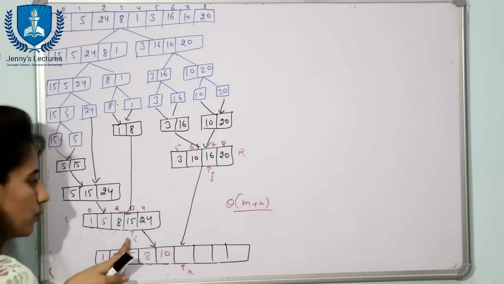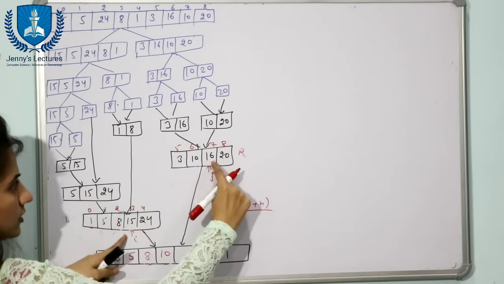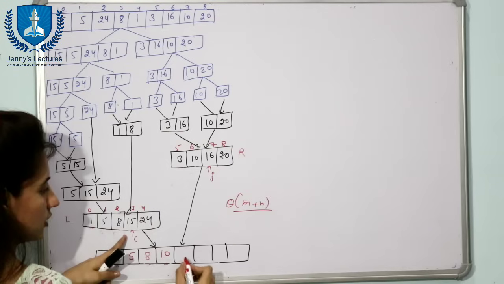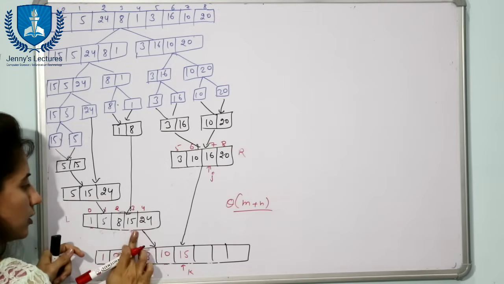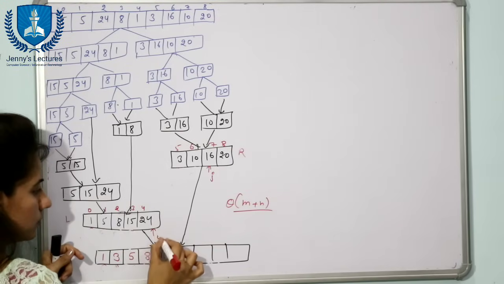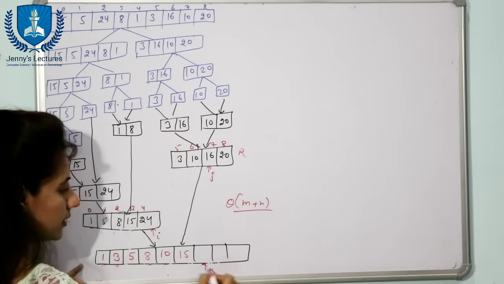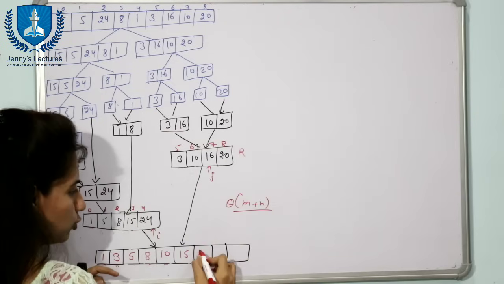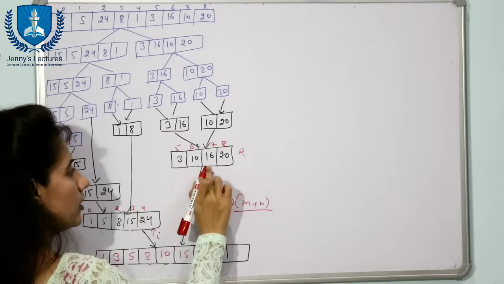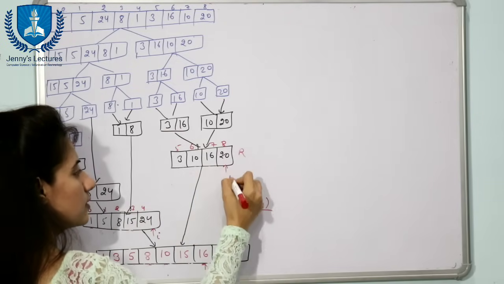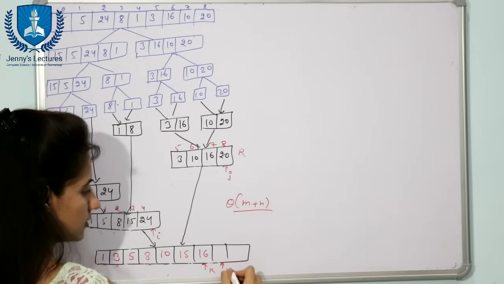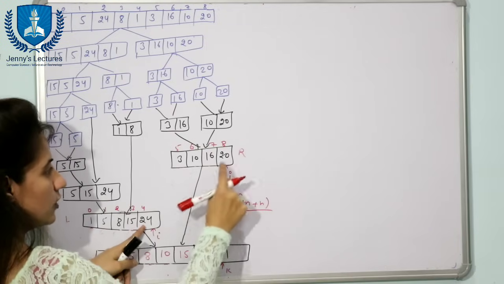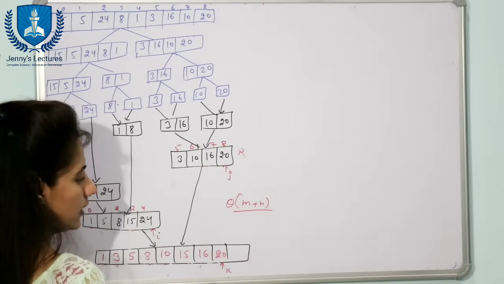K is here now. Again compare 15 with this 16. I is here and J is here only. 15 is less than 16, so we are going to put 15 here. So now increment I and increment K. 24 and 16, which one is less? 16. So we are going to put 16 here. Now increment this J and increment this K. Fine. Now 24 and 20, which one is less? 20. So we are going to put 20 at this place.